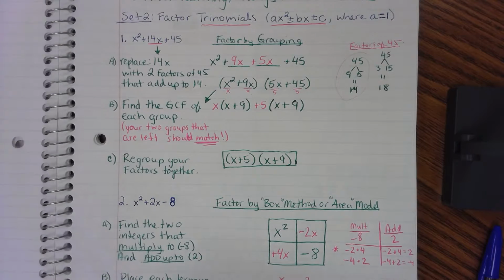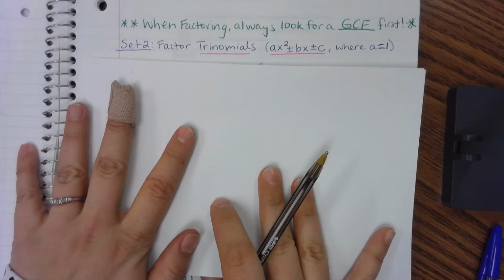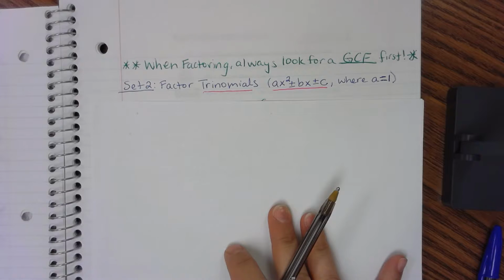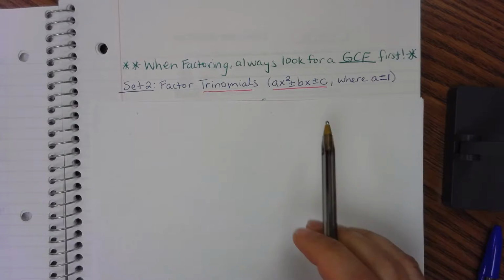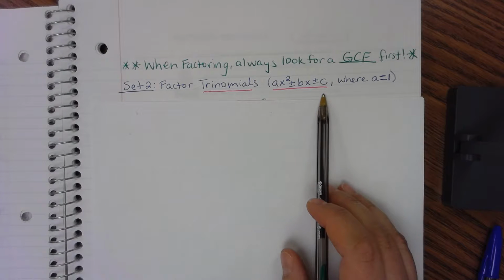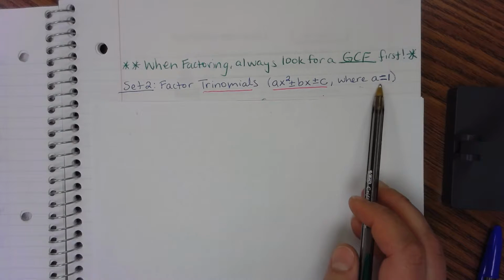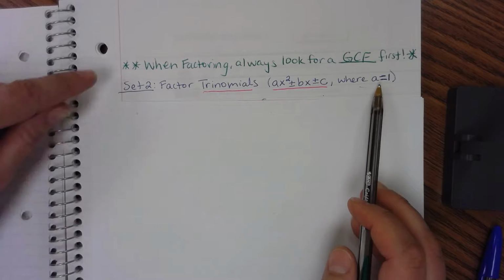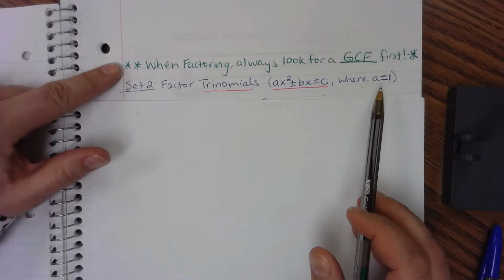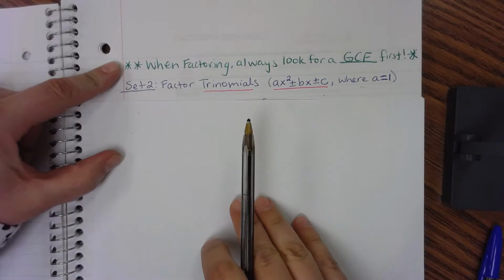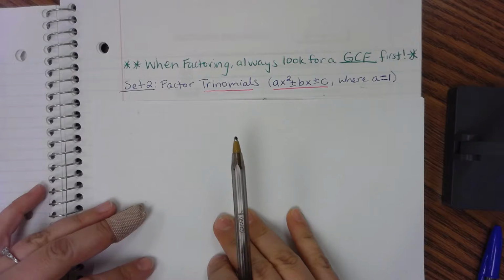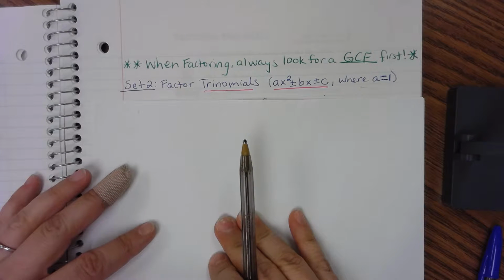On the next page, you are going to see what happens when we take a trinomial, ax squared plus or minus bx plus or minus c, and we factor this. These examples are where a is equal to 1. But remember that when factoring, we always want to look for a greatest common factor first. I'm going to show you 2 methods to factor a trinomial.